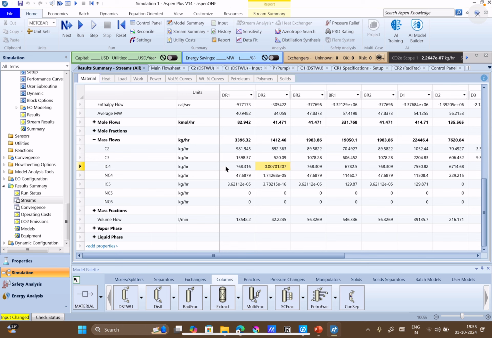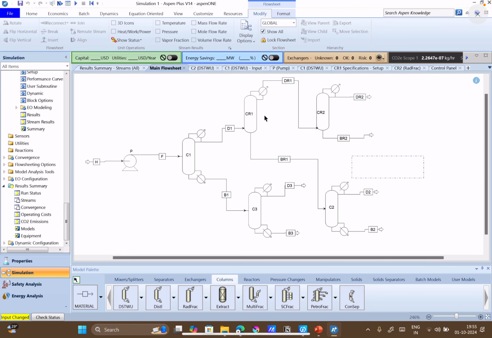So what is happening here is that you have a majority of C2, C3 components. Okay, sorry, we don't have C1 here. So the separation of C2 and C3 should happen in the second red flag column. That is also happening: in the bottom part you have a majority of C3 and in the top part you have a majority of C2. Okay, so we separated C2, C3, iso and normal butane into this column.